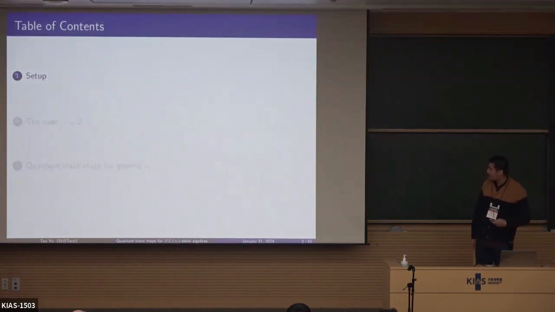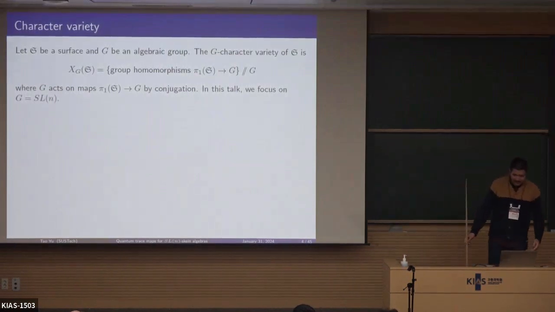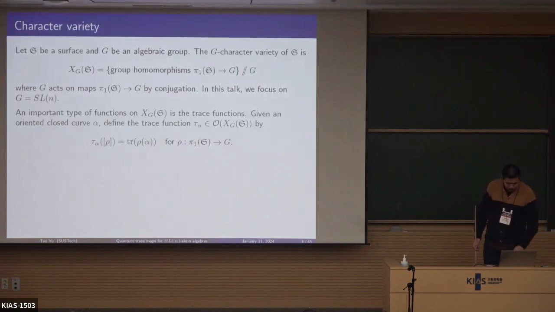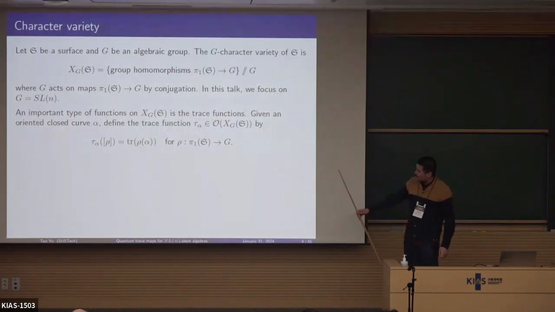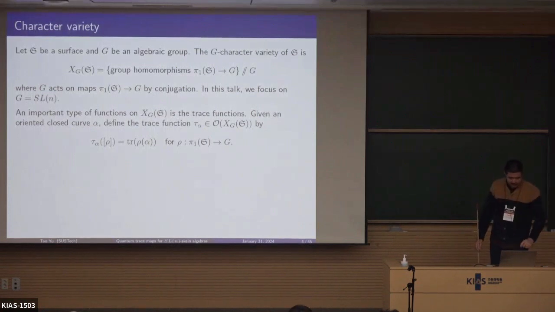Okay, so the setup, of course, we start with the character variety. It's defined as the set of group homomorphisms from a fundamental group, of the surface S, to a group G, and we quotient by the conjugation action of this group G. And of course, we're interested in the situation where G is equal to SLN. And we study these character varieties by studying the functions on them, and we're focusing on these trace functions where, given a curve on the surface, the trace function of that curve is just the trace of the representation evaluated on this curve.